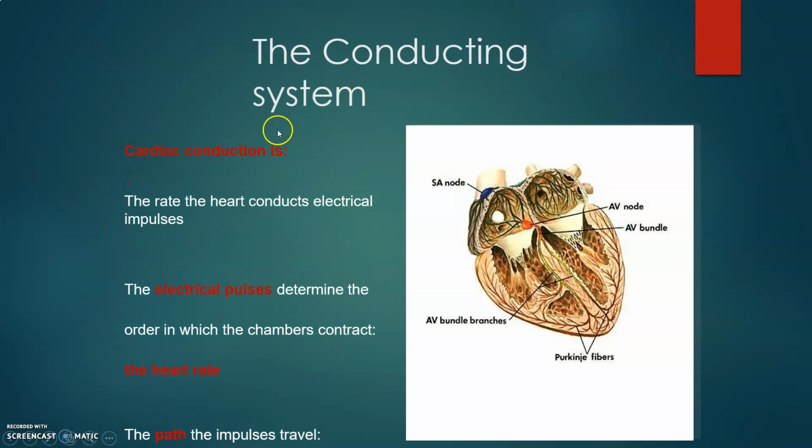The conducting system or the regulating system in the heart consists of the SA node, which is the pacemaker, the AV node, which is the pace setter, through which it is transferred to the Purkinje fibers, which along with the right and the left bundles form the bundle of His. The rate at which the heart conducts the electrical impulses is called the cardiac conduction. The electrical pulses determine the order in which the chambers contract, the heart rate.